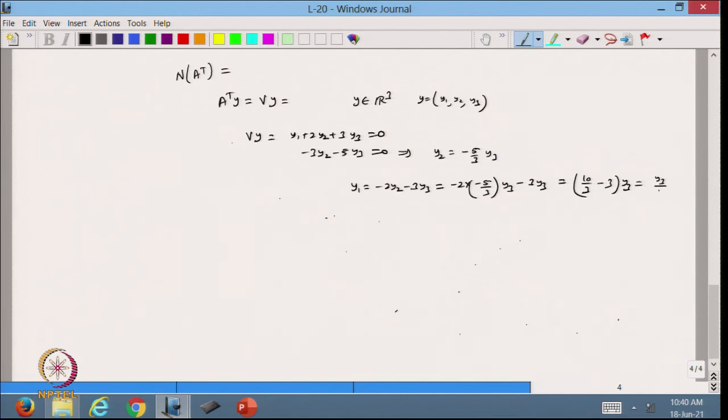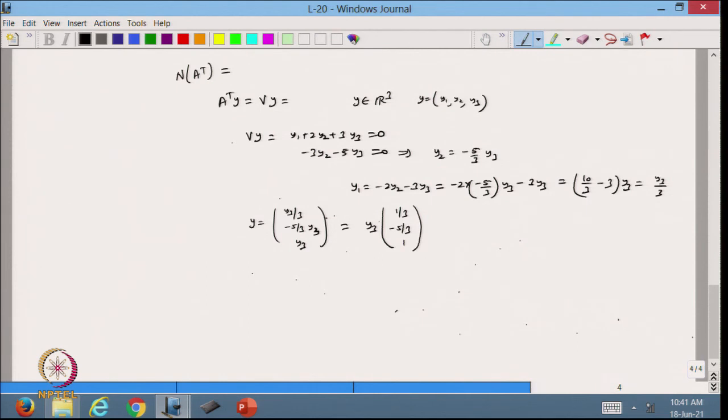So, it is y3 by 3. Now, from here I can get that y1 is becoming y3 by 3, y2 is minus 5 by 3 y3, and y3 is y3. So, it can be written as y3 times the vector 1 by 3, minus 5 by 3, and 1.